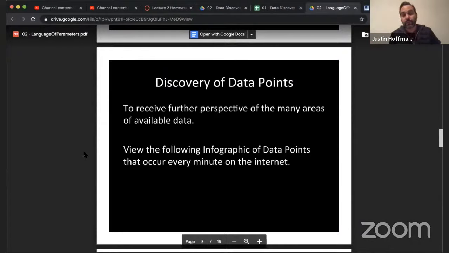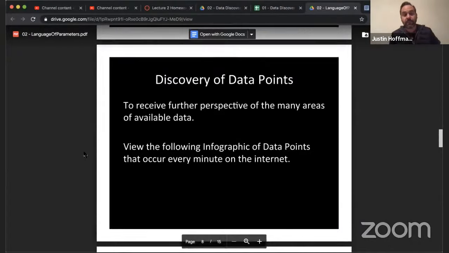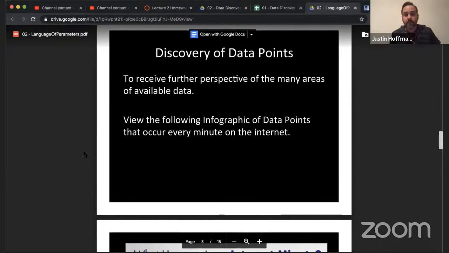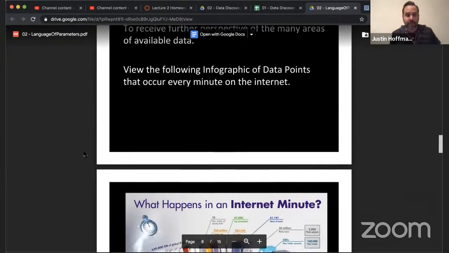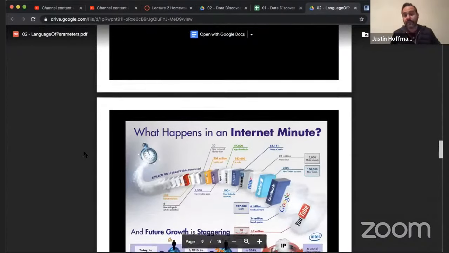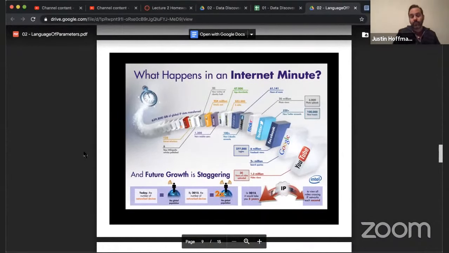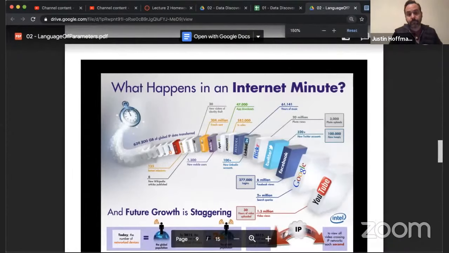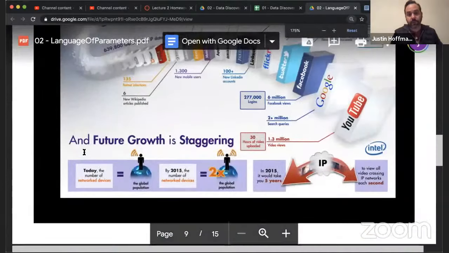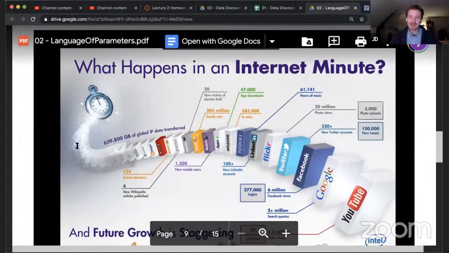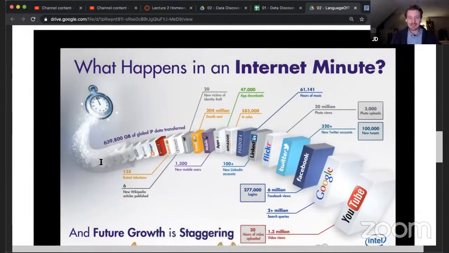So to receive further perspective on the many areas of available data, view the following infographic of data points that occur every minute on the internet. And this is actually a little bit older of an infographic. But I think that makes it better if anything, because it's even more staggering, and it's outdated. Now it's probably 10 times this or 20 times this or 100 times this.